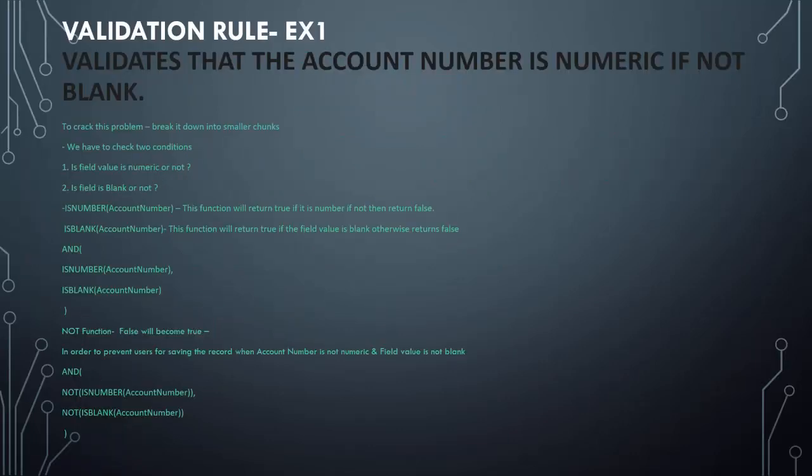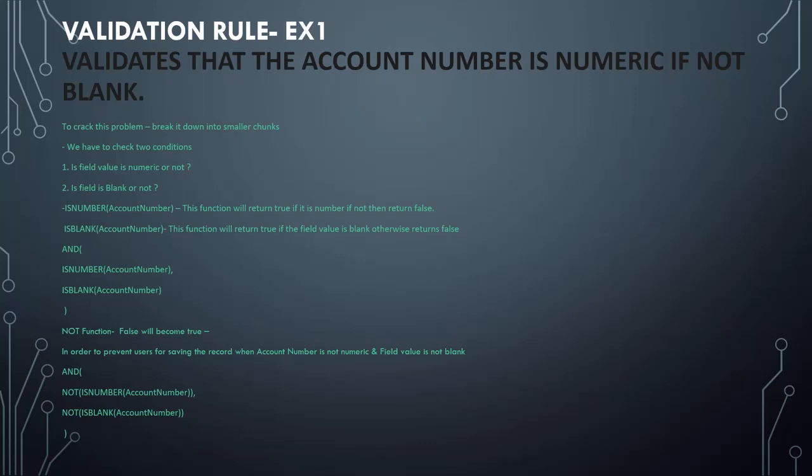So here is the first scenario. We have to validate the account number field. It should be numeric if it is not blank. To crack this problem, we have to break it down into smaller chunks. In this particular scenario, we have to check two conditions: whether the field is numeric or not, and the field is blank or not.